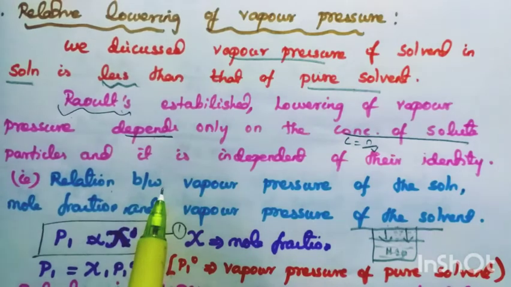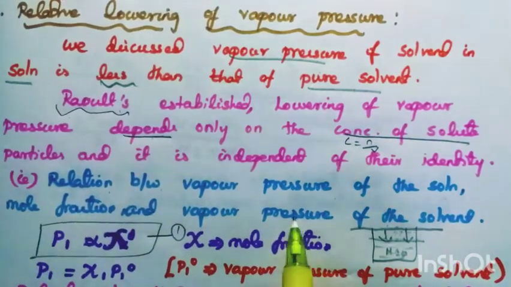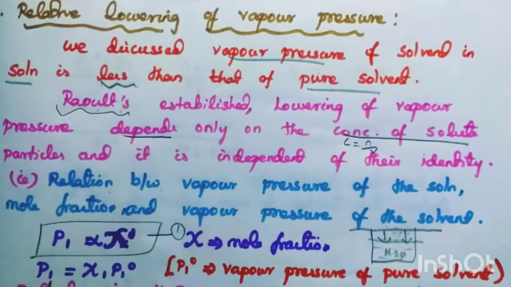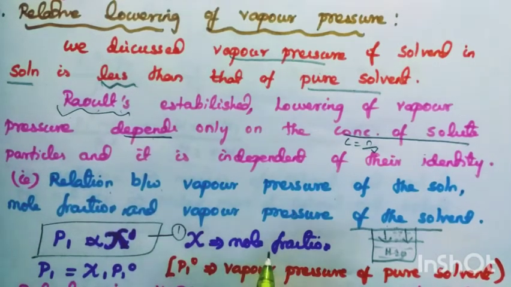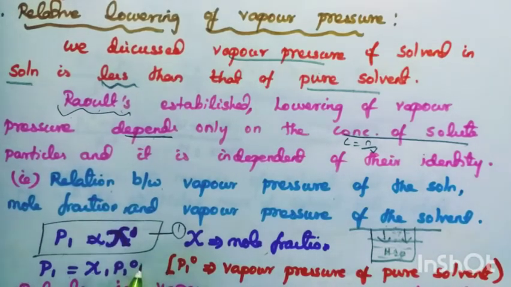The relation between the vapor pressure of the solution, the mole fraction and the vapor pressure of the solvent. Raoult's law explains that only, no? That is, P1 is proportional to X1, where X is the mole fraction. So P1 is equal to X1 into P1 naught.